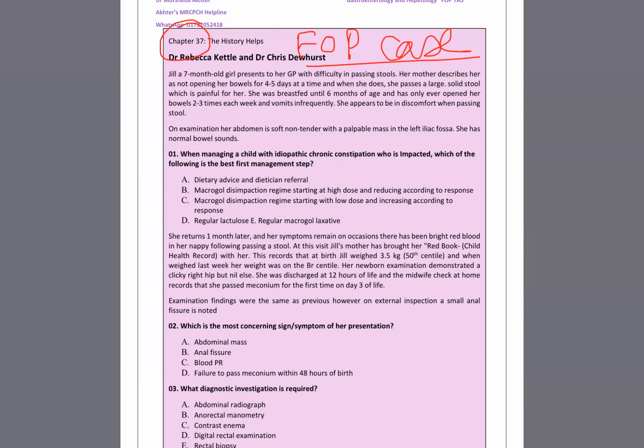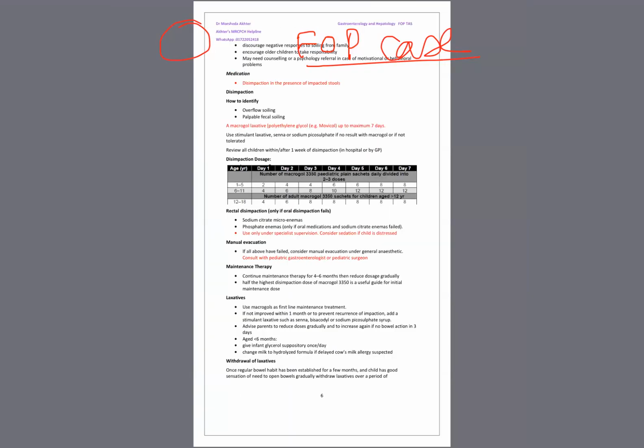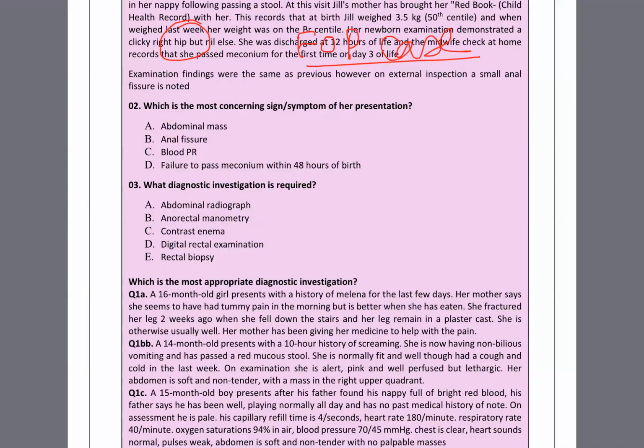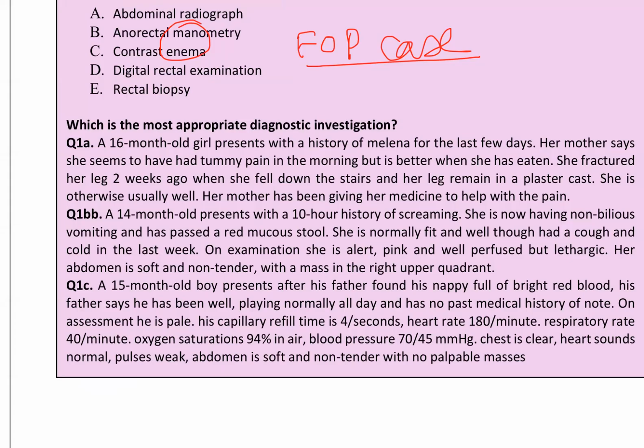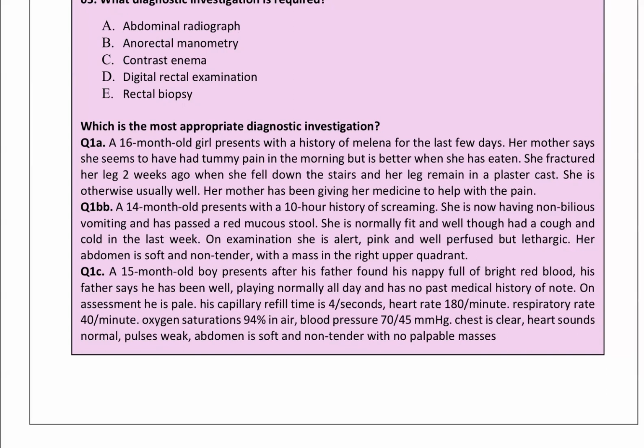But here I want to know from you. I want to clear it, okay? It is related with this question. You have to answer these questions, everyone. A 16 month old girl presents with a history of melena for the last few days. Her mother says she seems to have tummy pain in the morning, but better when she has eaten. So this tummy pain becomes okay after feeding.